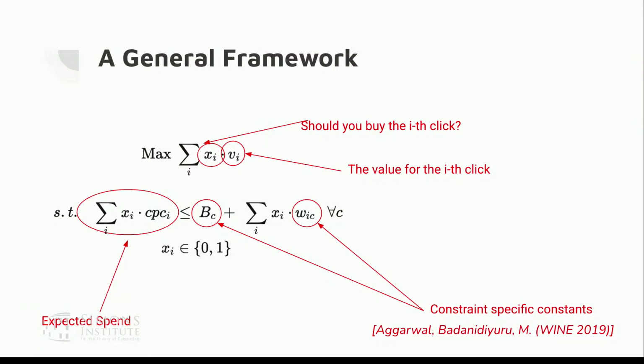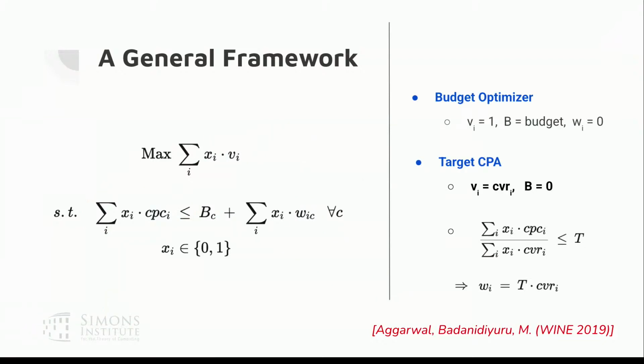Okay. So let's see why this makes sense. If you take the budget optimizer setting where you want to maximize clicks, so the VI is just 1, and you just have a budget constraint. So you have one constraint, you set the B equal to the budget, and then you don't have any of this weird term over here. Simply saying my spend is at most the budget.